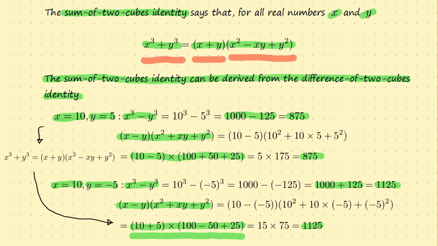And it's interesting to note that the expression 10 plus 5 times 100 minus 50 plus 25 is exactly what we would get if we were to substitute x equals 10, y equals 5 into the expansion for x cubed plus y cubed, which is x plus y times x squared minus xy plus y squared, as you can verify. And we will see exactly why that is the case later on.